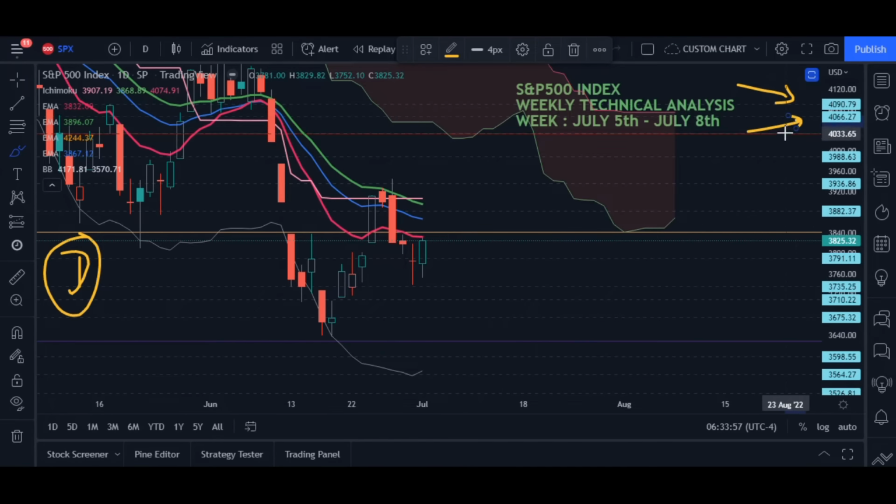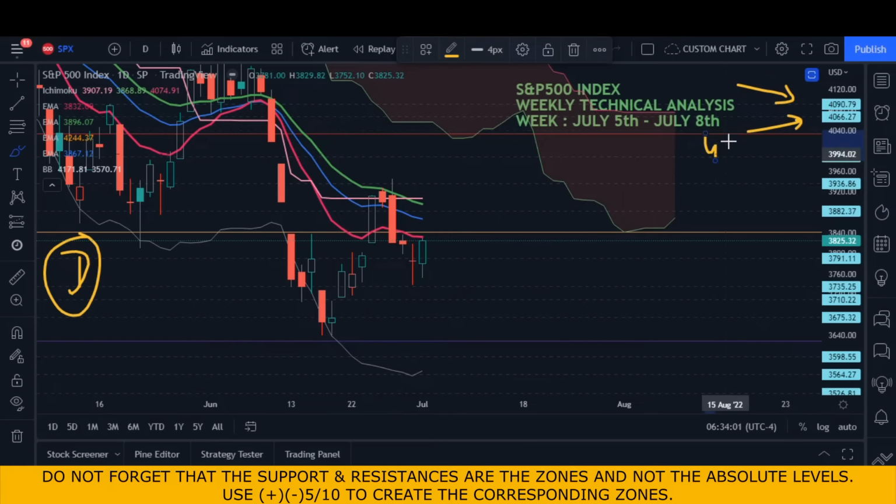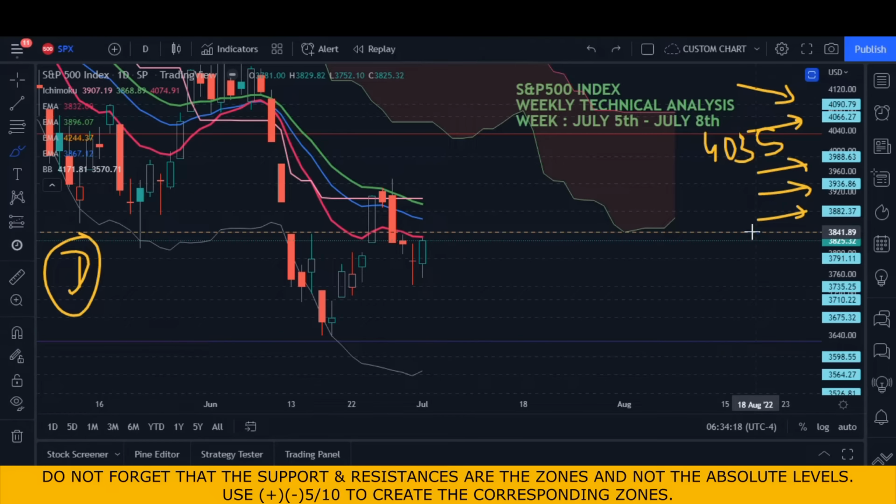So we have 4090, then we have 4065, and then we have 4035. These all are the resistances. Then we have some other resistances like 3990, 3935, 3884. Then we have an immediate resistance for the market at 3840. After 3840, then we have the support level.